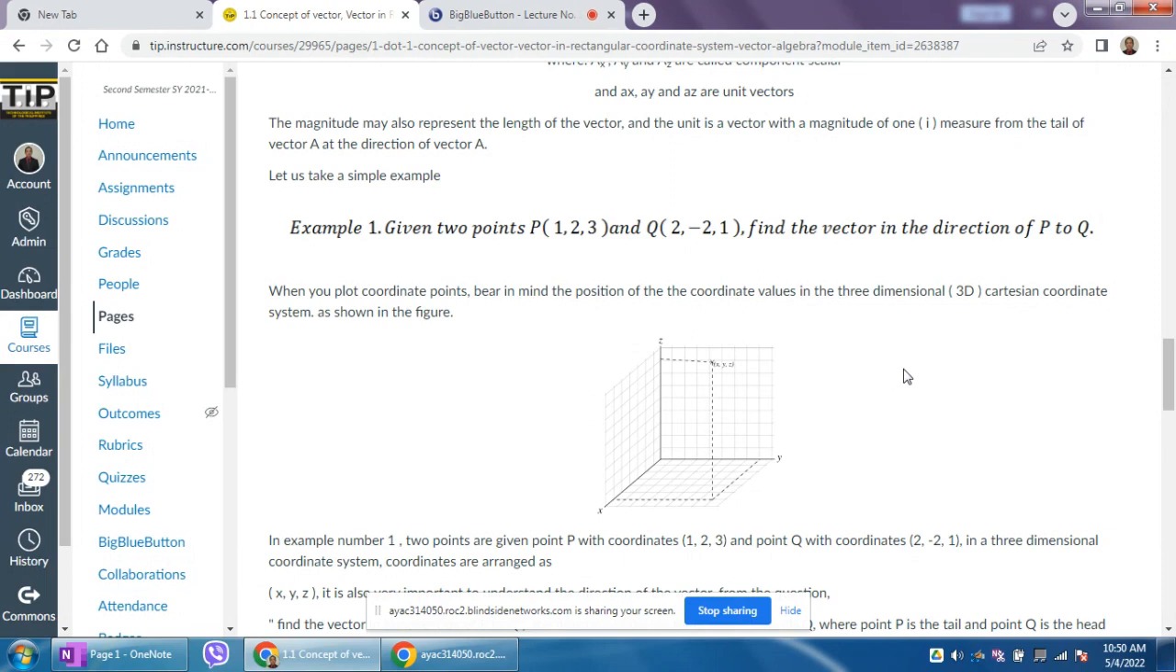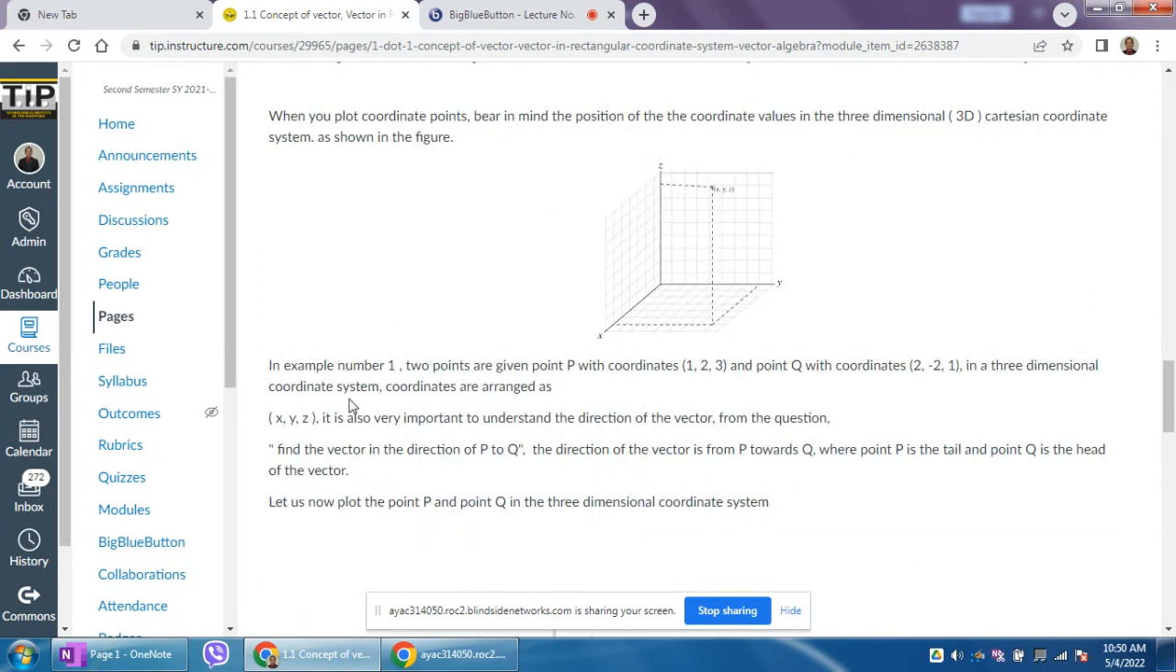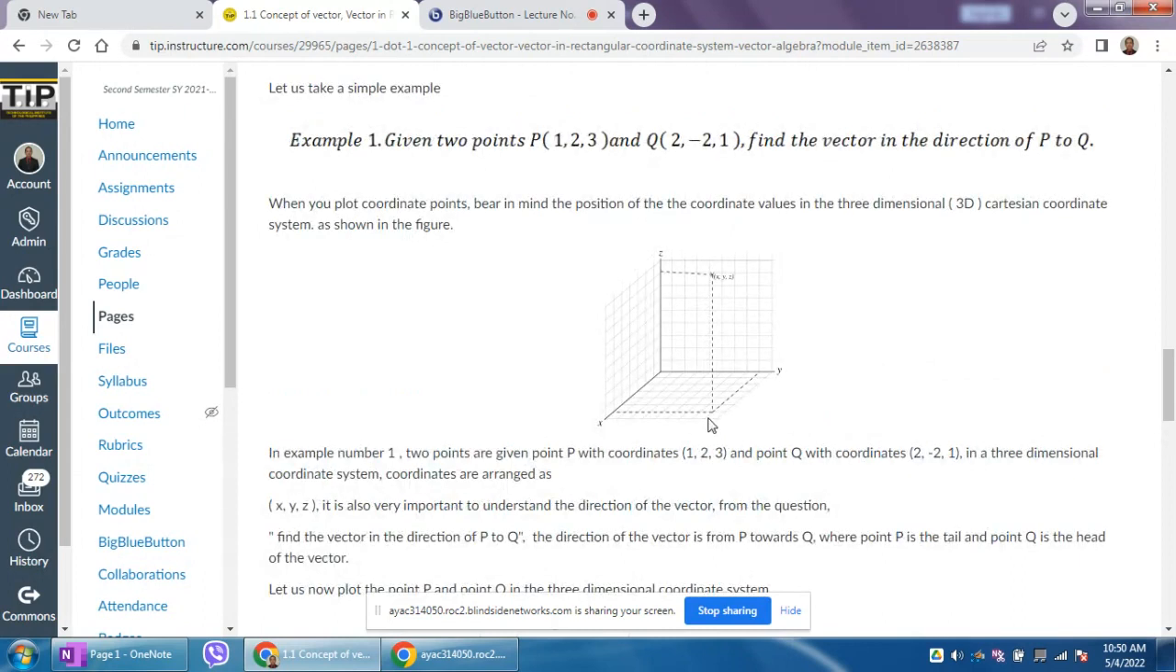Now, the module is designed in such a way na pag binabasa niyo po itong module natin, para na po akong nag-explain sa inyo. Ginawa ko po siya in such a way na pag binabasa niyo siya, parang kausap niyo na rin po ako. Now, when you plot coordinate points, bear in mind the position of the coordinate values in the 3-dimensional Cartesian coordinate system as shown in the figure. Sige po. I-plot natin. So, hindi ko na po babasahin ito kasi parang nag-explain po ako dito. Okay. So, point P, 1, 2, 3, point Q, 2, -2, and 1.